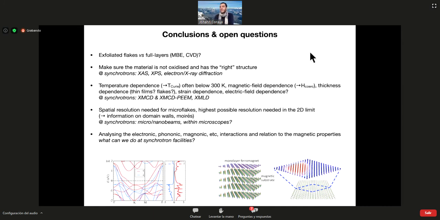So what I cannot answer to you is what will happen when we go to the very thin limit. Who wins? So that's an open question. Maybe chromium ditelluride will be interesting. I see. Maybe for you also to have this kind of XY behavior, but we don't know. We need to address that.